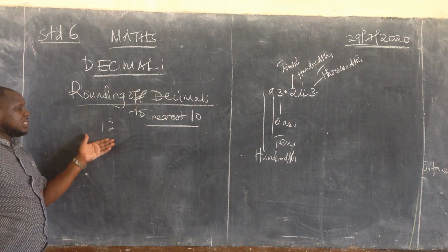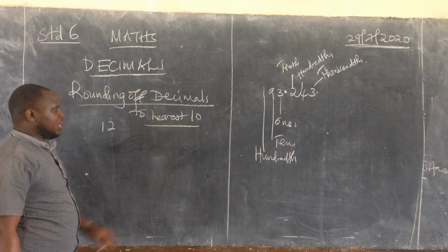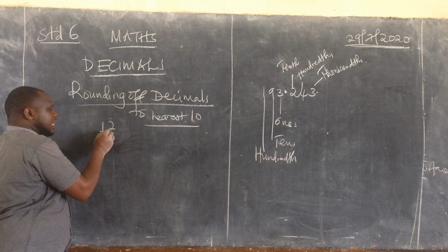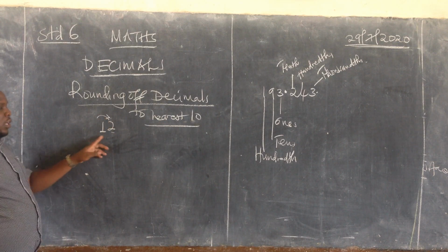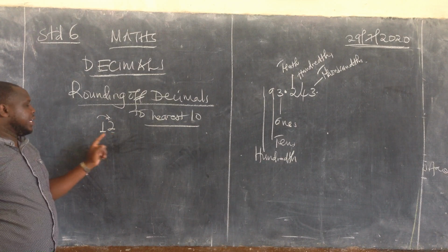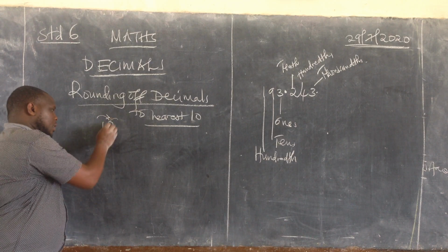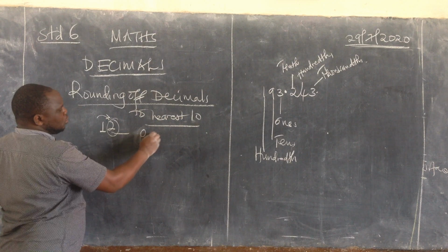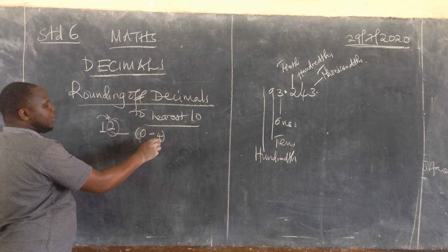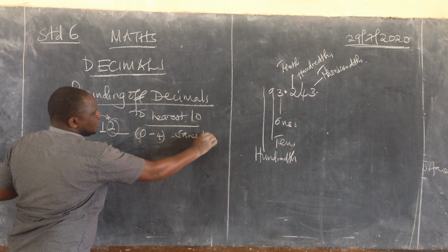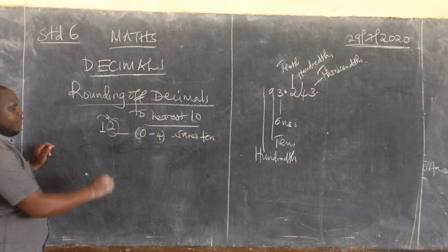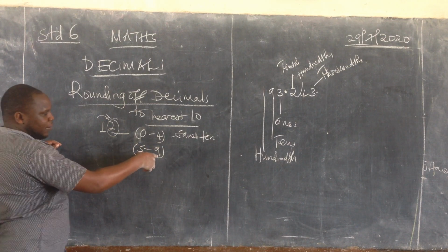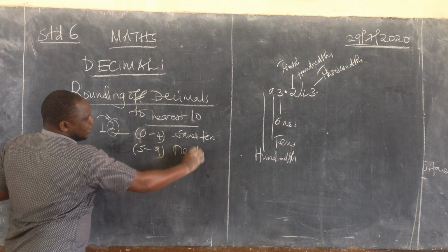When you are rounding to the nearest 10, you move from ones to tens. You are told nearest 10, so you read tens and go back one step. If you go back, you find that the digit you consider when rounding to the nearest 10 is the ones digit. If that digit is between 0 to 4, you remain with the same 10. If the digit is between 5 to 9, we move to the next 10.